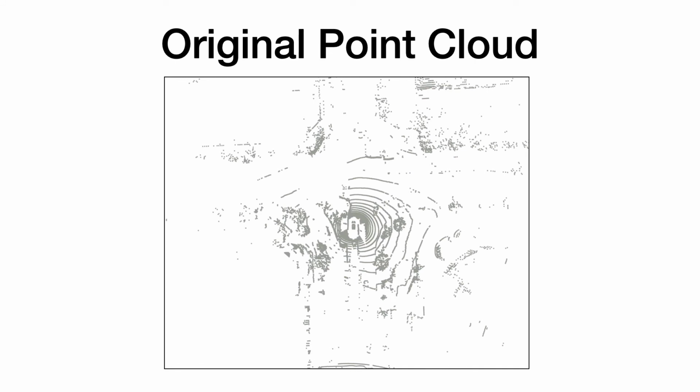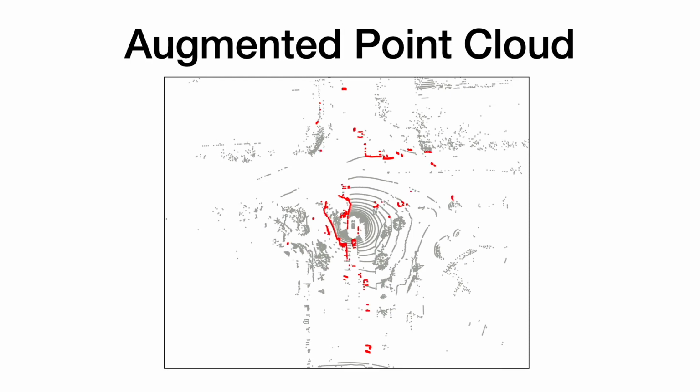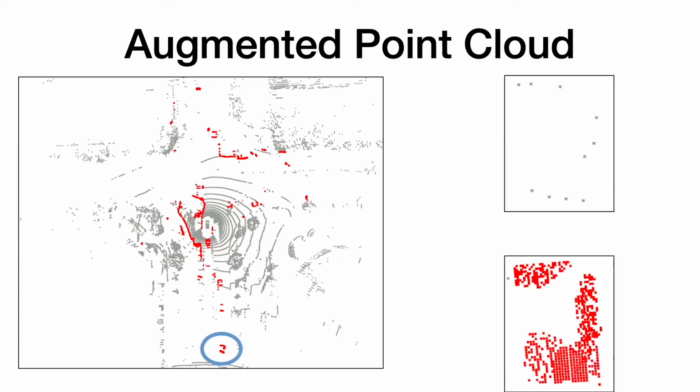Let's see how our approach works in practice. We are given a sparse LiDAR point cloud. We will then run our virtual point generation algorithm to augment the sparse point cloud. The augmented point cloud is 10x denser at object locations and only introduces less than 50% more virtual LiDAR points.